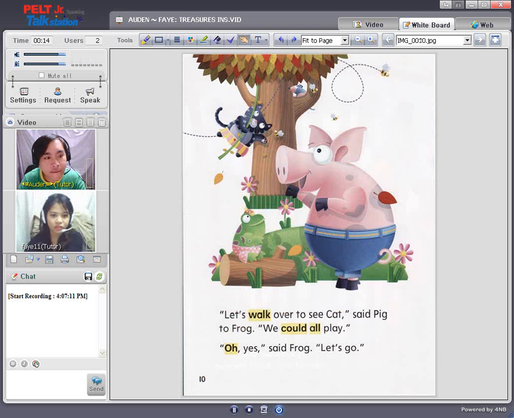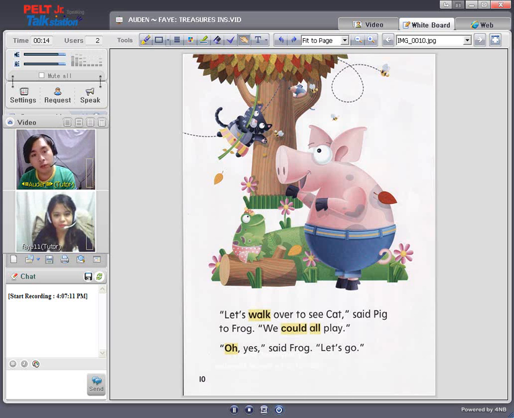Then we can check their pronunciation. Yes, exactly. Checking the pronunciation and the reading fluency of your student. How can they read? Some students would read single-word utterances, like "let's walk over to see cat." You can correct that and let them hear you read it properly, for students aged 4 to 10 years old. And you can also play with the pictures.